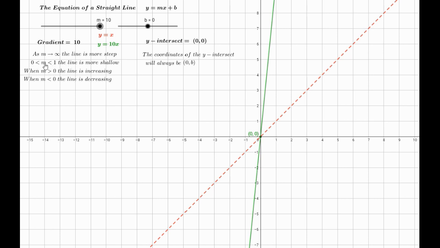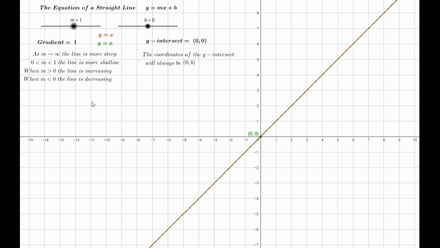So now let's look at the second point here. When m is bigger than 0, but less than 1. I just want you to think for a moment. What is a number bigger than 0, but less than 1? Well, it'll be fractions and decimals. So when we go in between 0 and 1, we're talking about 0.1, 0.2, or 0.5, 0.14, etc.